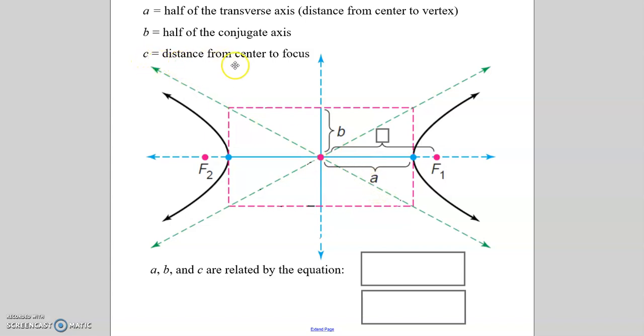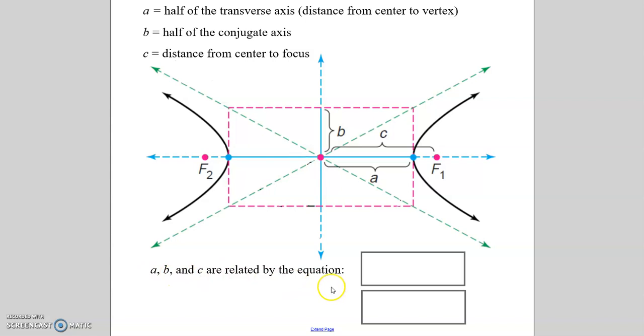c is still the distance from the center to the focus, but the focus is farther away from the center than the vertex is for a hyperbola. So that's c right there. So for a hyperbola, of these three numbers, c will always be the biggest one.